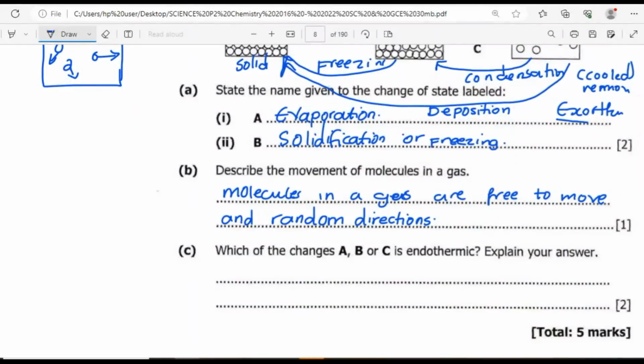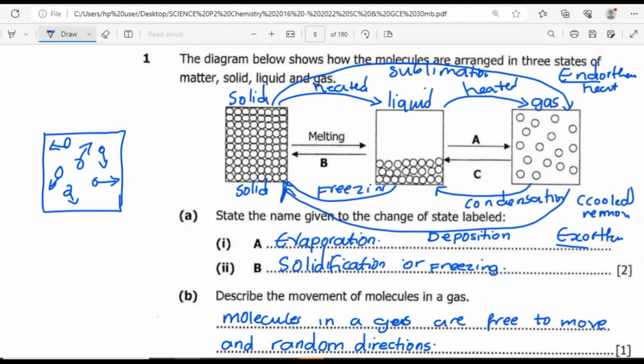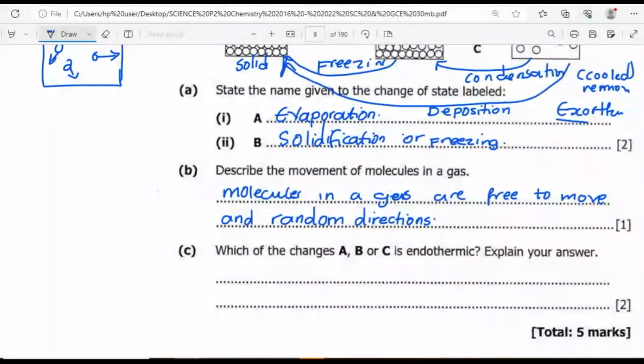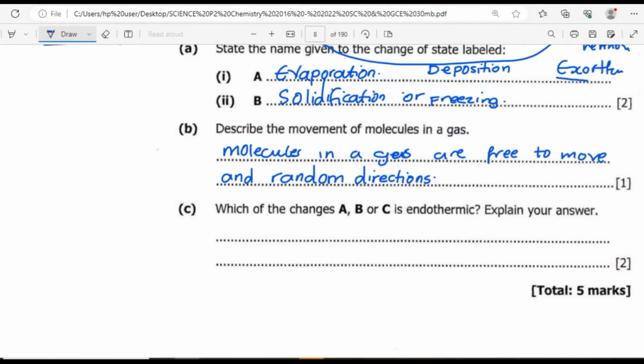So which of the changes A, B or C is endothermic? It's A. A is endothermic because for evaporation to occur, heat must be applied. So say process A. Then the reason: because heat must be absorbed from the surroundings.